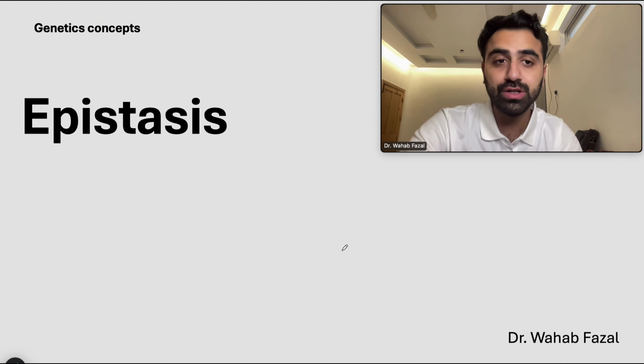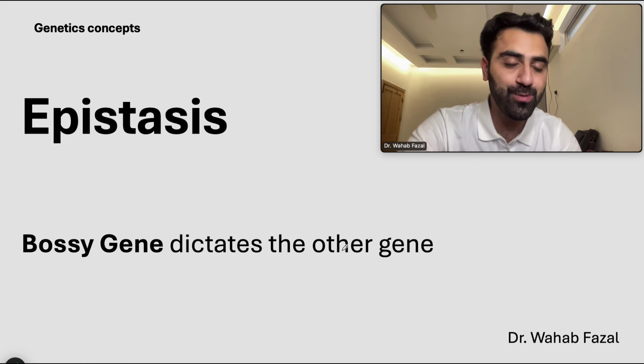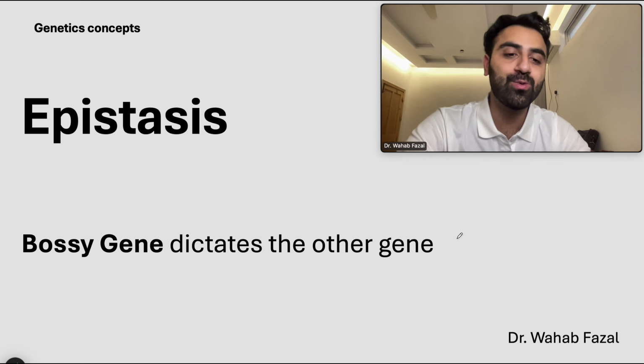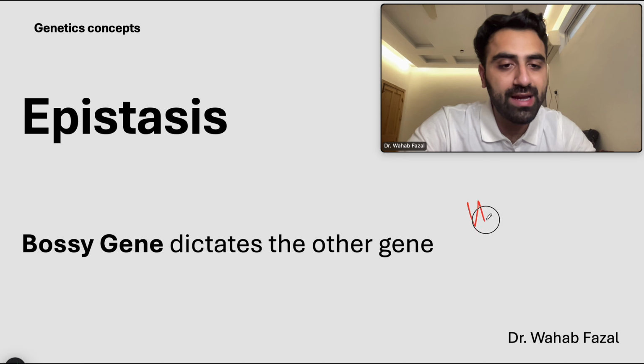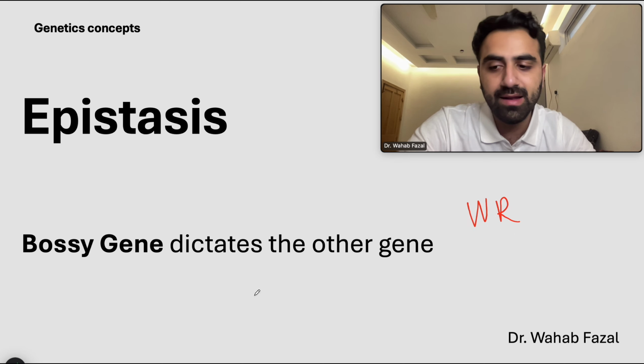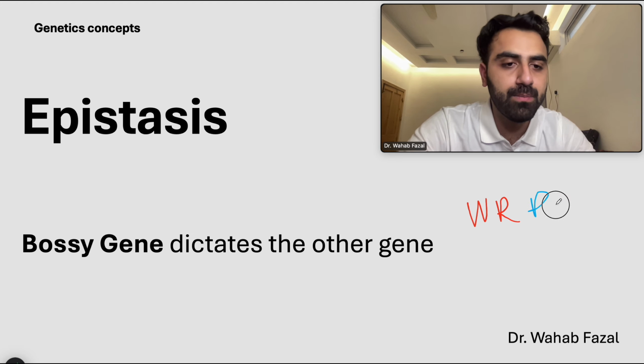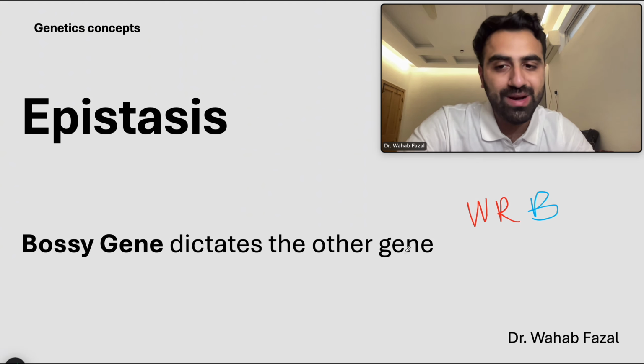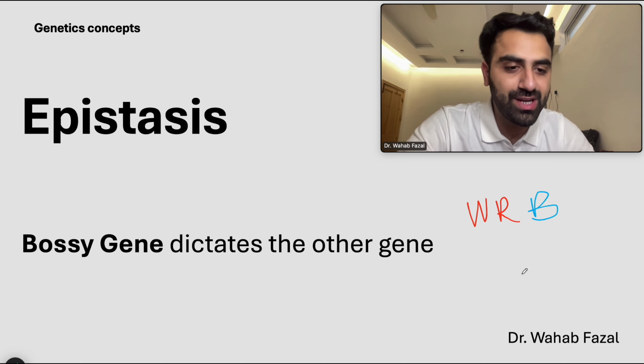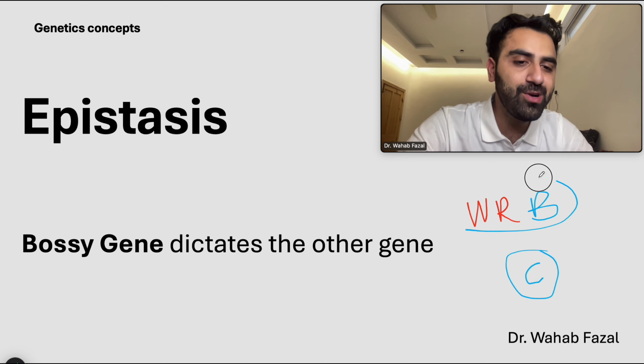Then let us talk about the concept of epistasis. What do you mean by epistasis? So this is pretty cool, right? Like we talked about the white and the red and the blue gene, right? So what happens in epistasis is that there is some other gene right here, which is, let's call it the color gene. And earlier we talked about how the white and red were deciding the color.